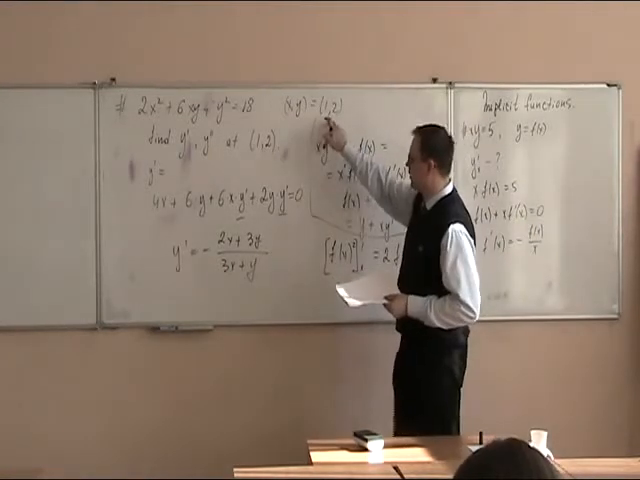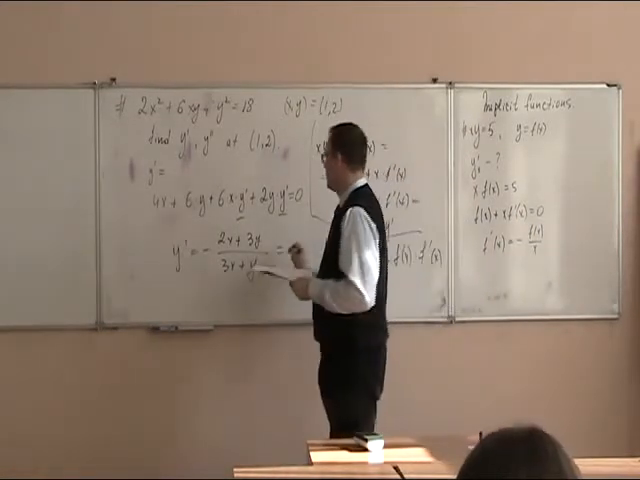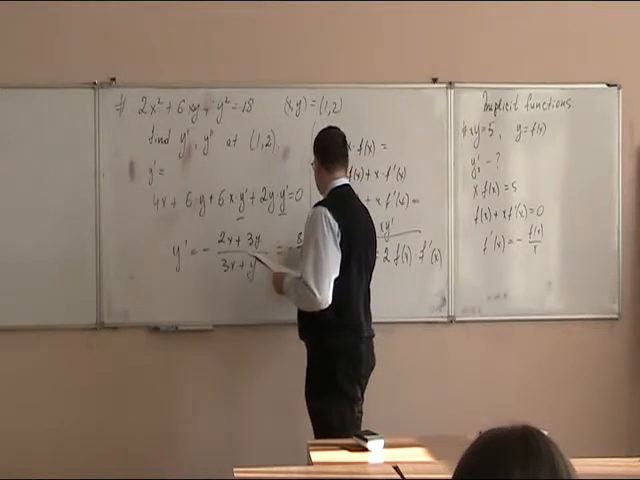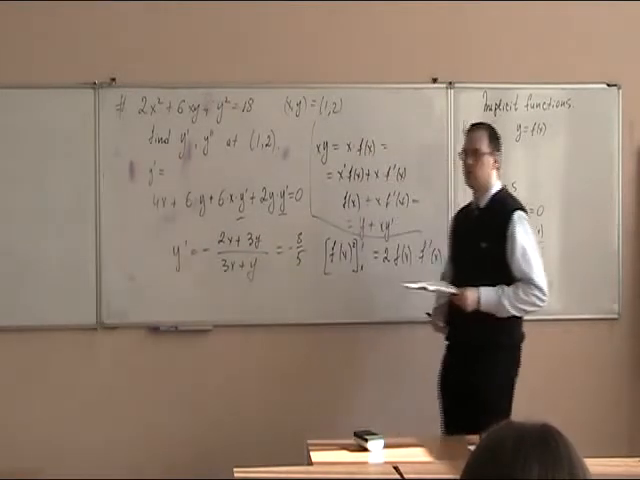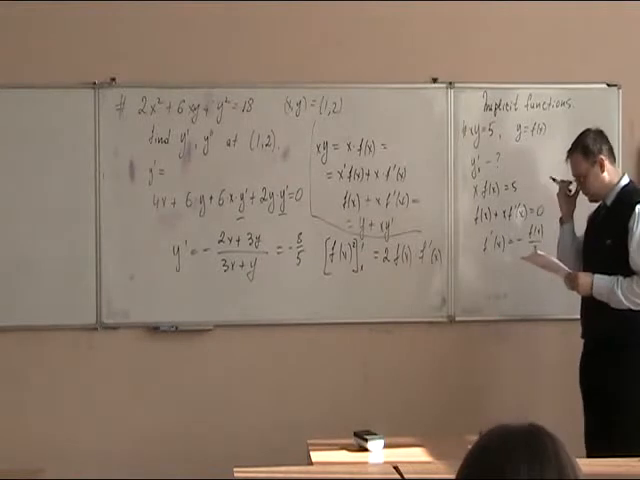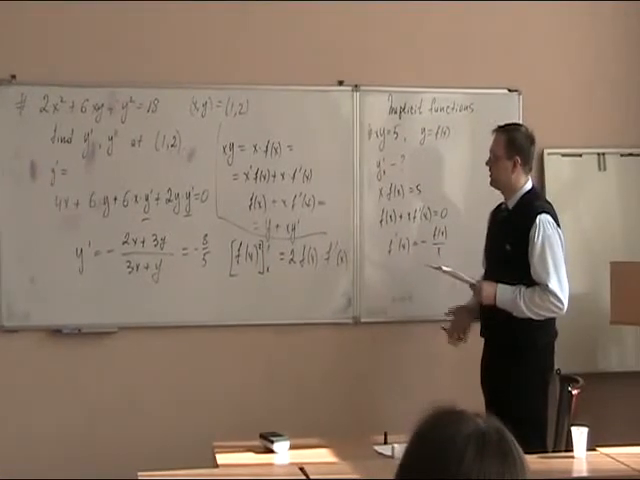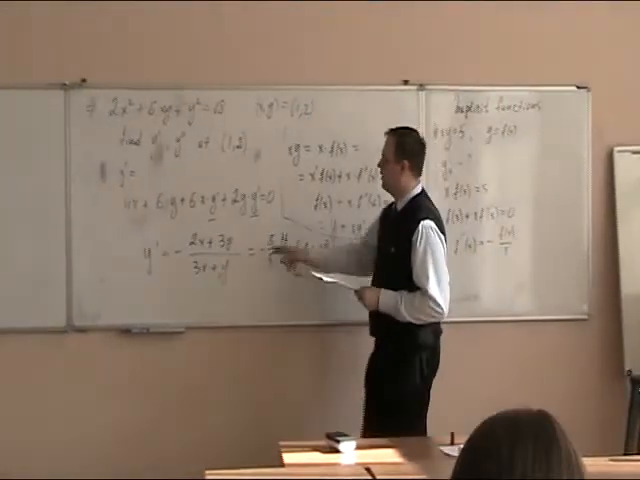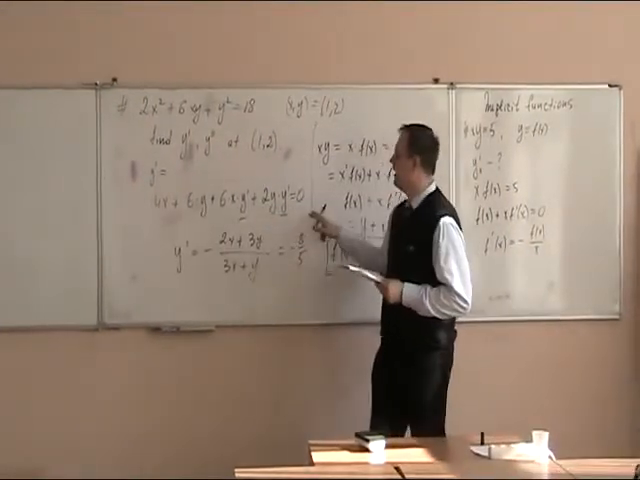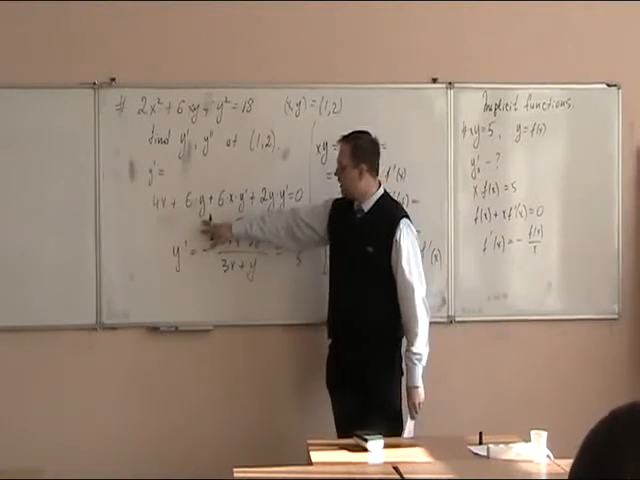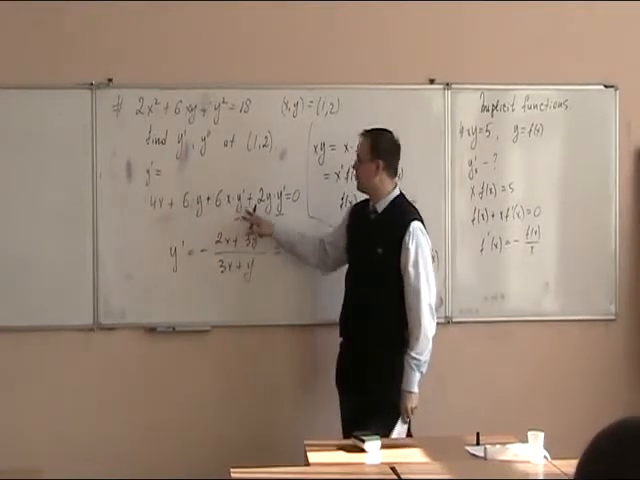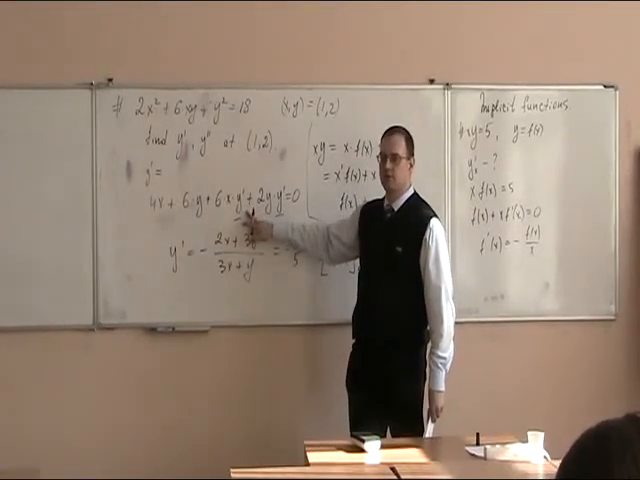Then you substitute this 1 and 2 into this equation, and you get something like negative 8 over 5. How to get the second derivative? To get the second derivative, you have to differentiate this one, again remembering that y is a function of x, and y prime is actually a function of x.